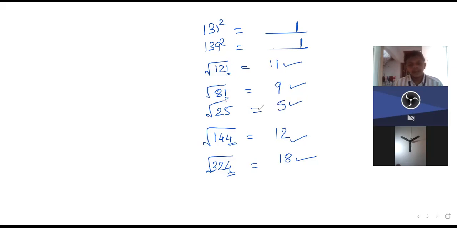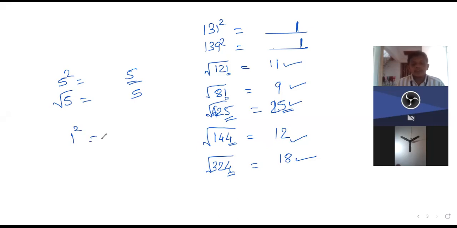What is the square root of 25? 5. 625, 25. Every time the square root of a number ending with 5 will be 5. बात समझ में आ रही है? Yes, sir. So 5 का square will also be 5, 5 का square root will also be 5. But 1 का square will definitely be 1, but 1 का square root can be 1 or 9. Are you understanding? This is very important to understand.